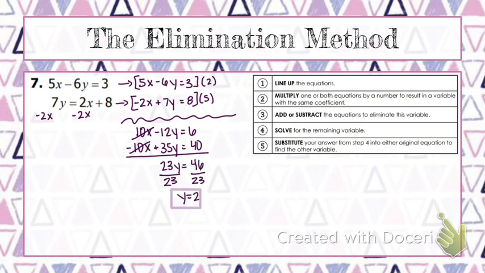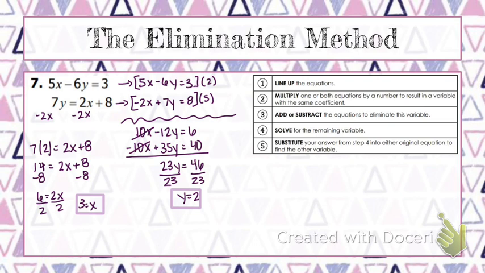And then we're going to plug that into either equation. I'm going to choose the second one. It really doesn't matter. You can do whichever one you want. And then we want to solve for x. So actually, instead of doing that first, let's multiply 7 and 2. So 14 equals 2x plus 8. We're going to subtract 8 from both sides to get 6 equals 2x. And then divide both sides by 2 to get 3 equals x. But the way that we write our final answer is going to be (3, 2).